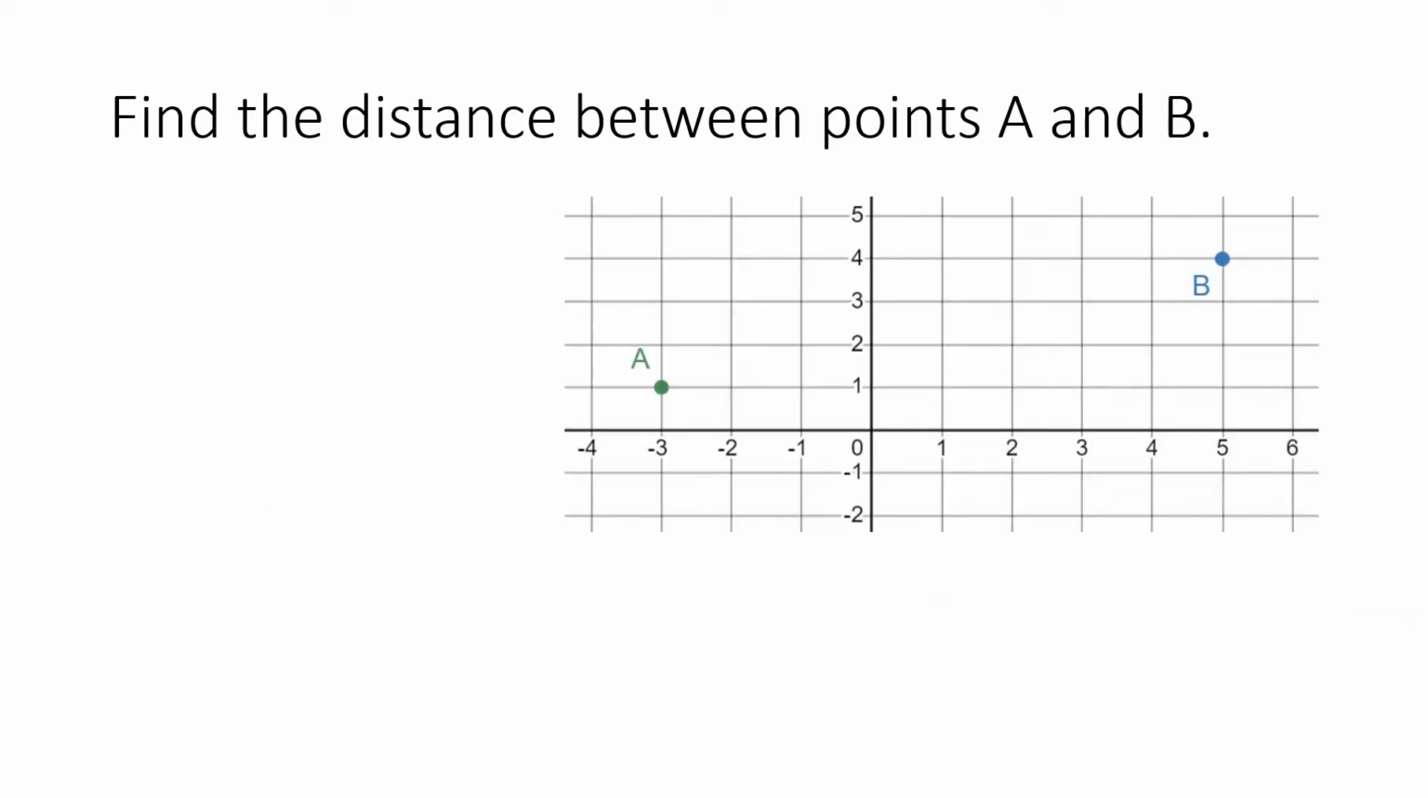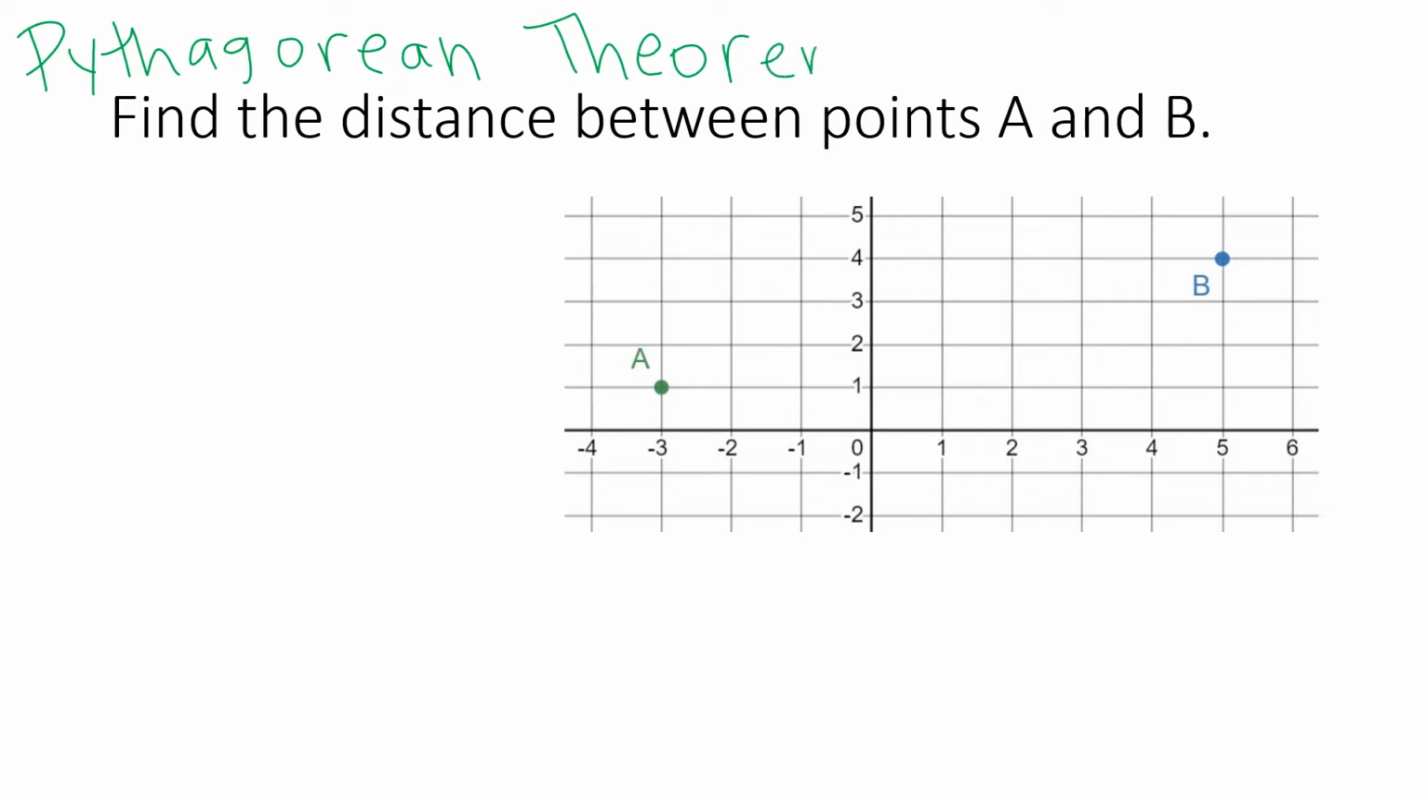In this example, I'm going to find the distance between points A and B using the Pythagorean theorem. The Pythagorean theorem is a squared plus b squared equals c squared, but this is only true in the case of right triangles. So I first need to create a right triangle using the points A and B on the coordinate plane.